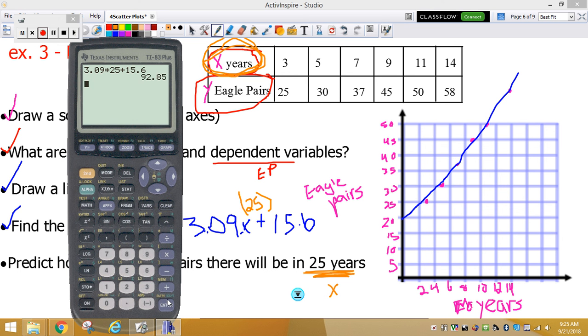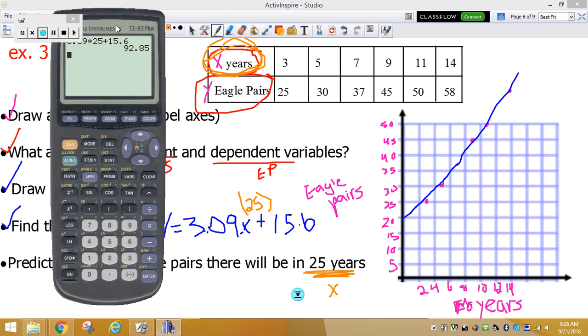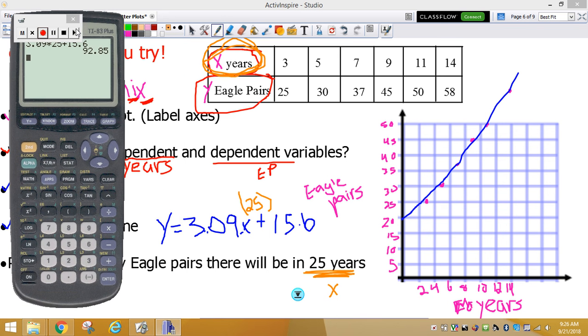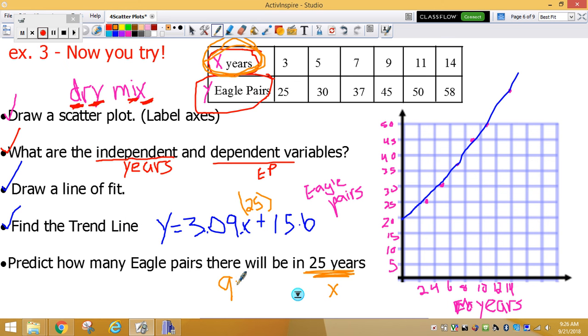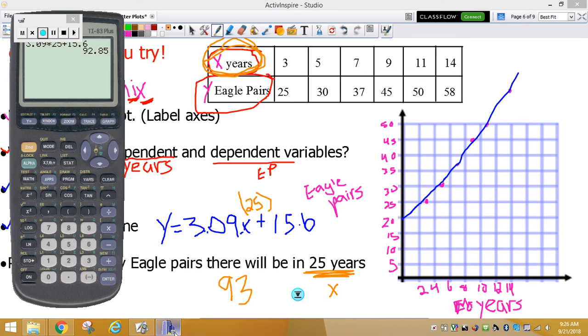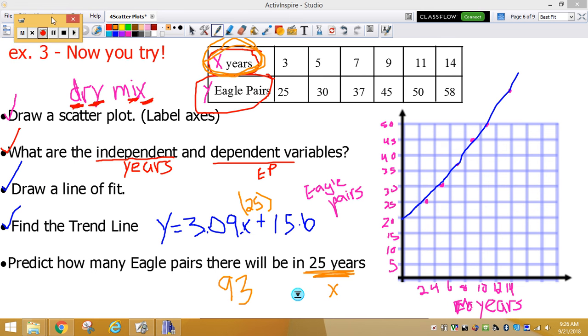92.85. Okay, so one thing I am going to be picky about, and your EOC will be picky about also, look at what we're talking about. We're talking about eagle pairs. Are you going to have a decimal eagle pair? Are any of these eagle pairs decimals? No. So we're going to round to the nearest whole number. So don't put 92.85 as your answer. The answer is going to be 93. That 92.85 rounds up to 93 eagle pairs. Okay? All right. Next up.